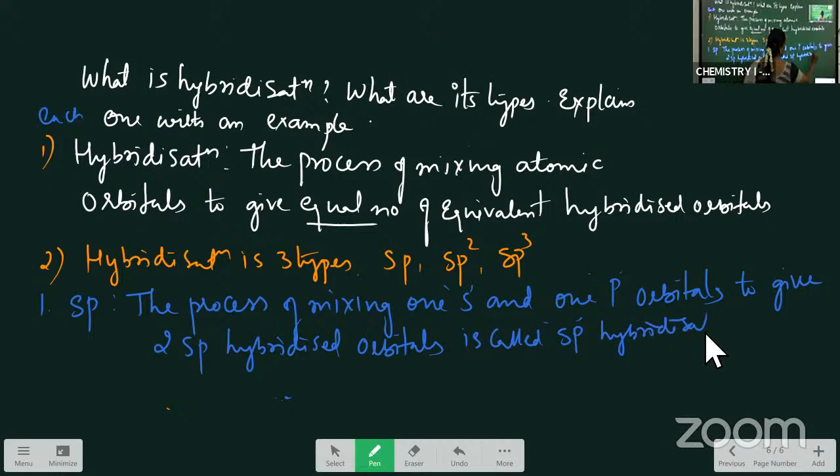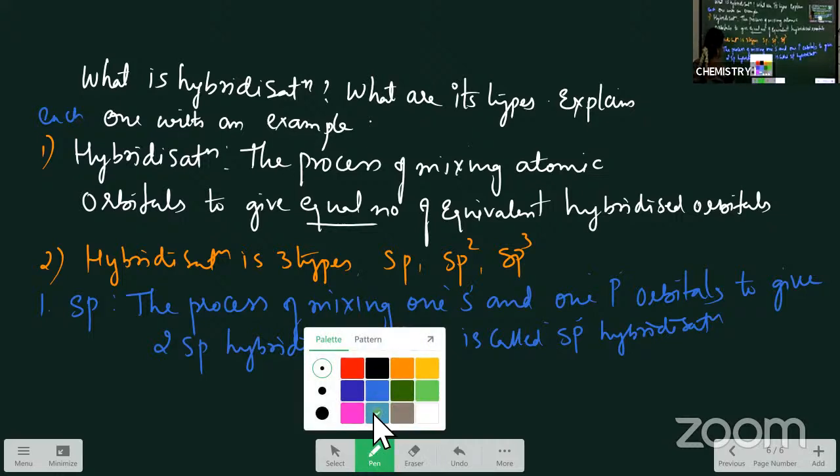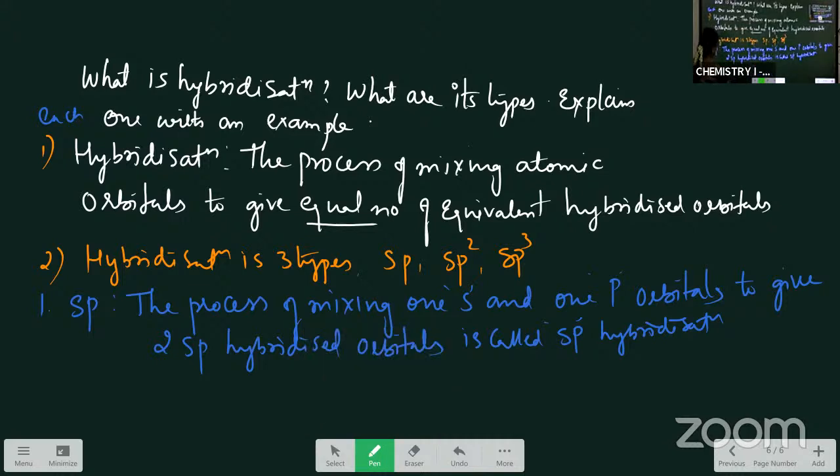sp hybridization. Now, इसका एग्जाम्पल क्या है? Example for sp hybridization is BeCl2, beryllium chloride. Now, what is the geometry of this? It is linear. Then what is the bond angle? 180 degrees. It is linear, bond angle is 180 degrees.